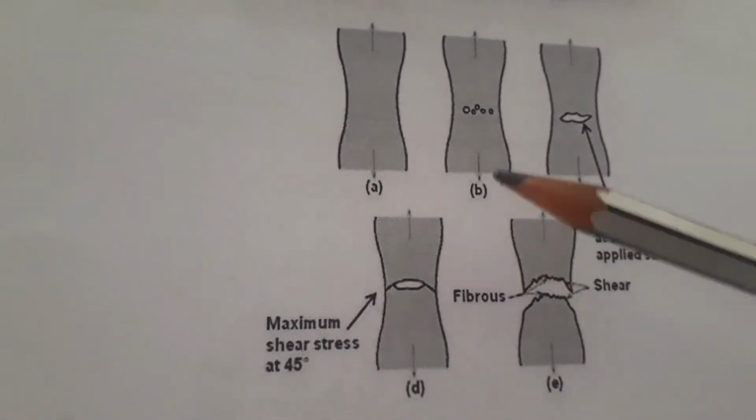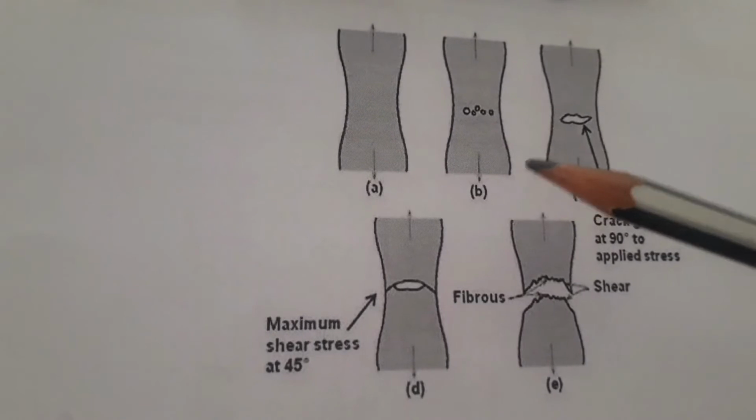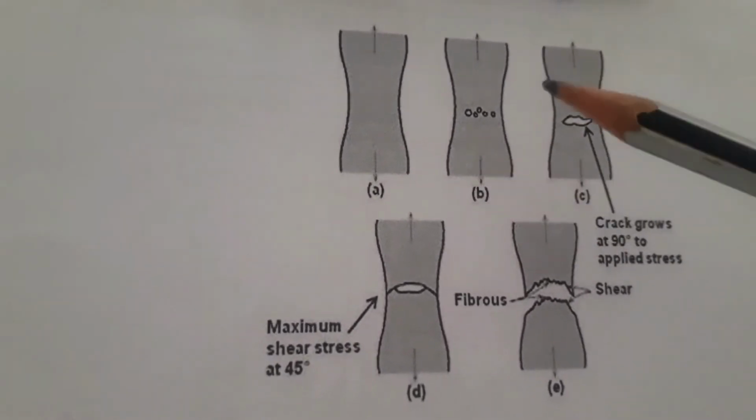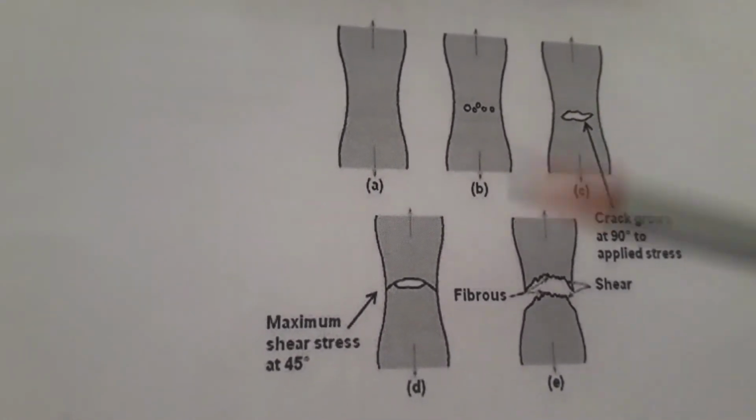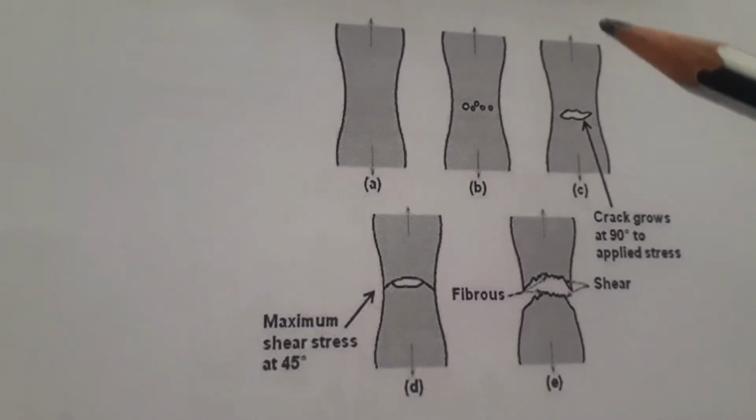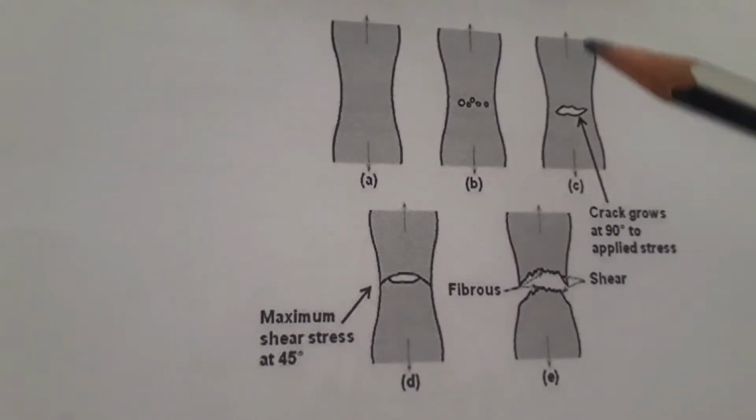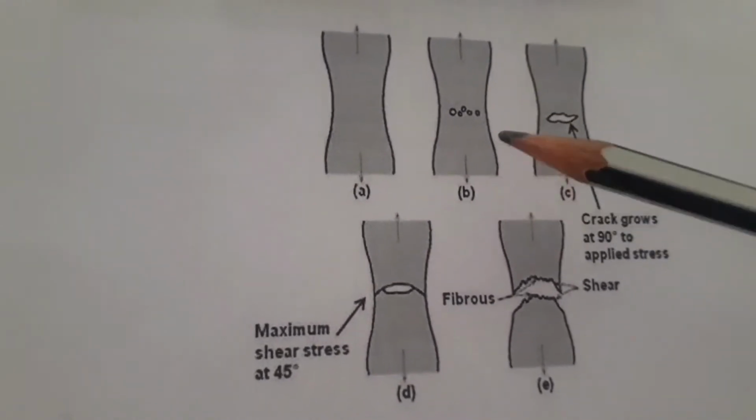So detailed and important information on the mechanism of fracture can be obtained from a microscopic examination of fracture surfaces. This study is known as fractography. See, this is a fractographic study.